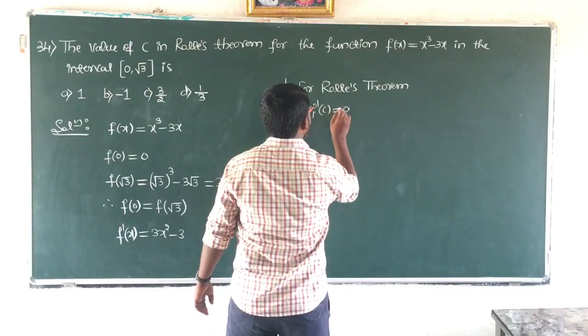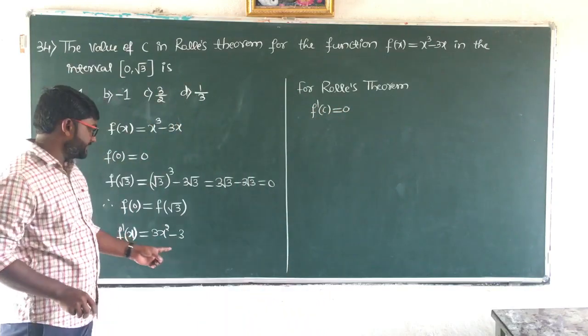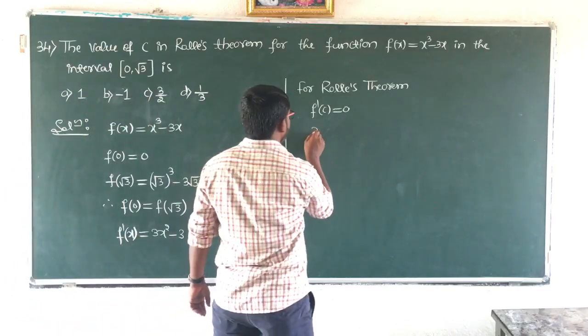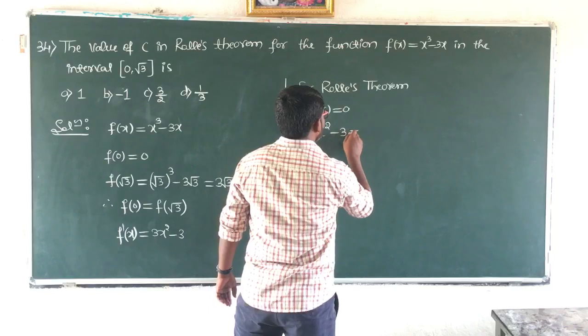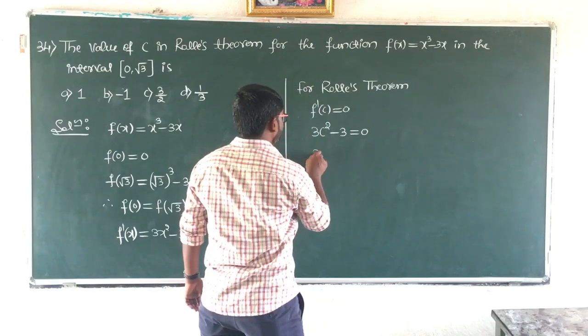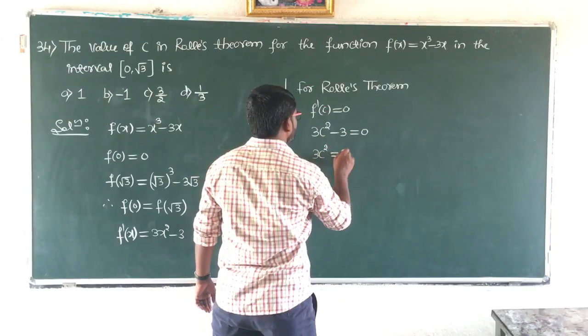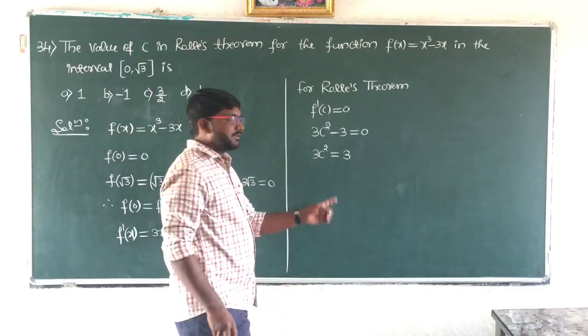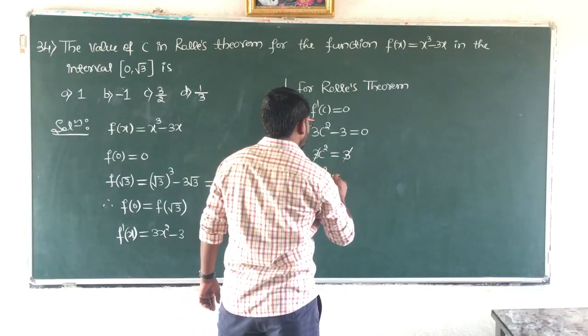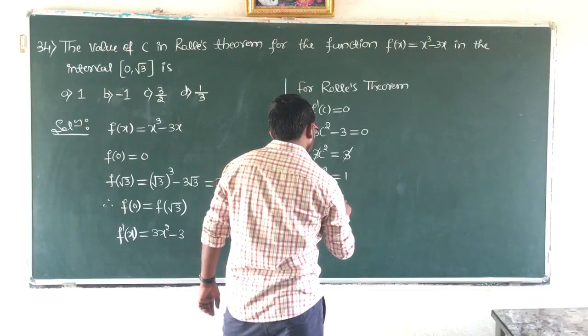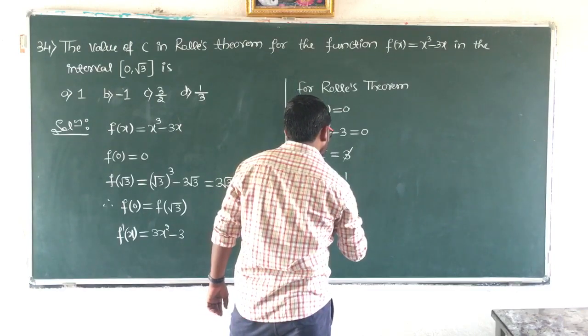So what is f dash of c now? Replace x by c here. We get 3c square minus 3 which is equal to 0. So now 3c square is equal to 3. Then here 3 and 3 get cancelled. So we get c square equal to 1, c equal to plus or minus 1.